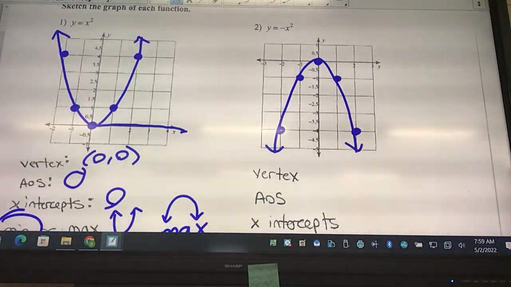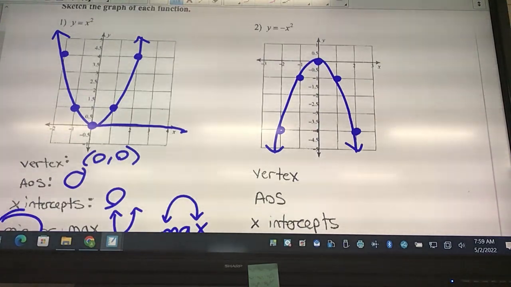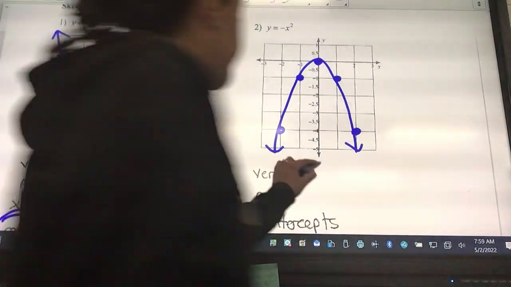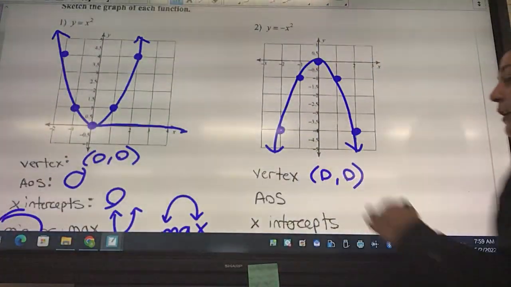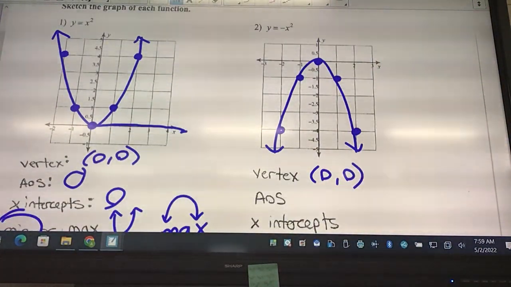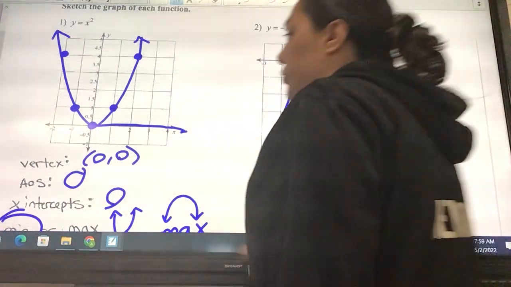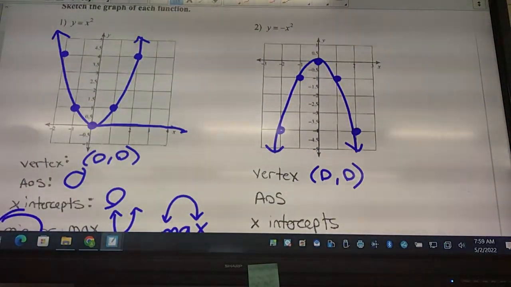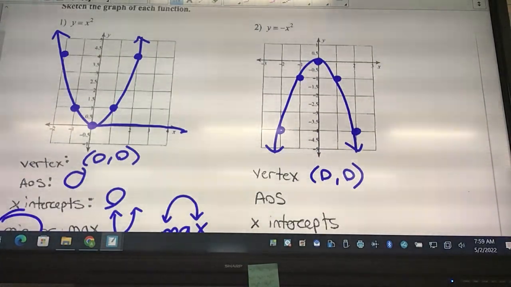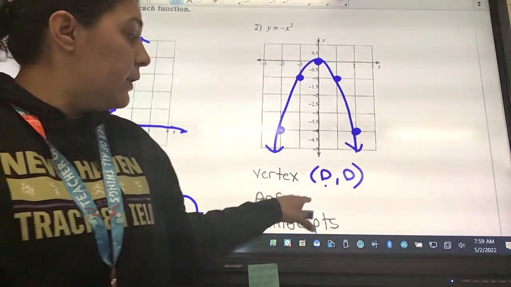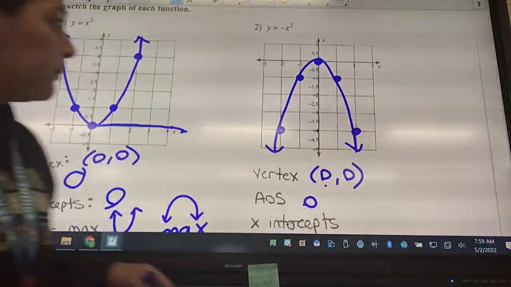Okay, our vertex, where does this graph start? What is the first point we made? It starts at 0, 0. Okay, and it's a coordinate. Make sure you have the comma in the parentheses. Okay, the axis of symmetry. Where does the graph split exactly in half? Okay, it is the same as whatever's here is going to be here, so it's 0.